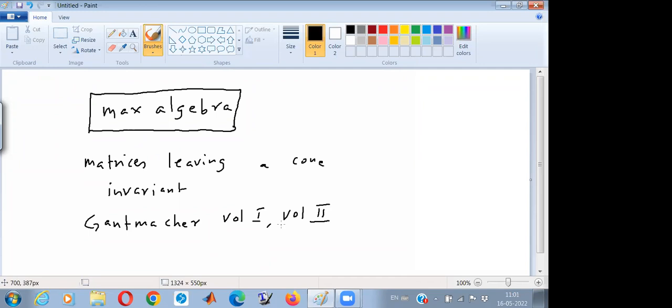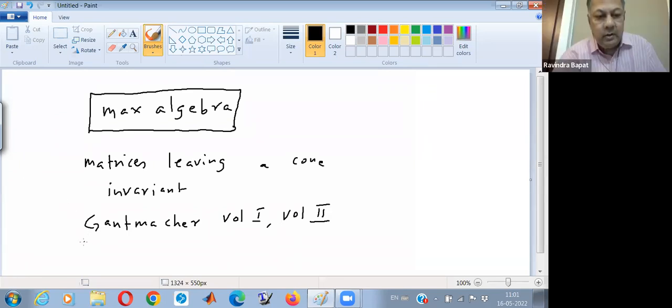Any other question? Could you please repeat the author name, non-negative matrices, volume 1 and volume 2? This is the name, it's hard to pronounce: Gantmacher. Okay, German.